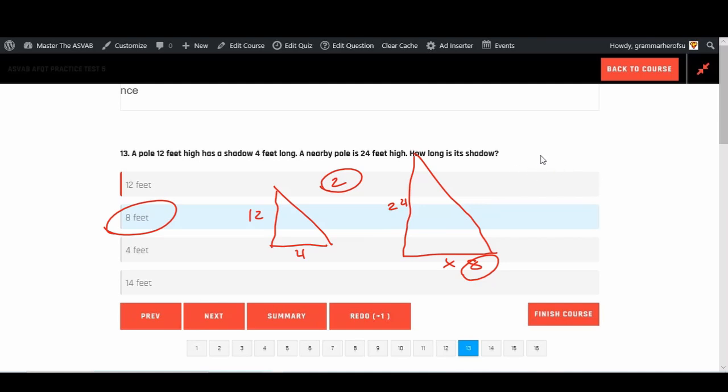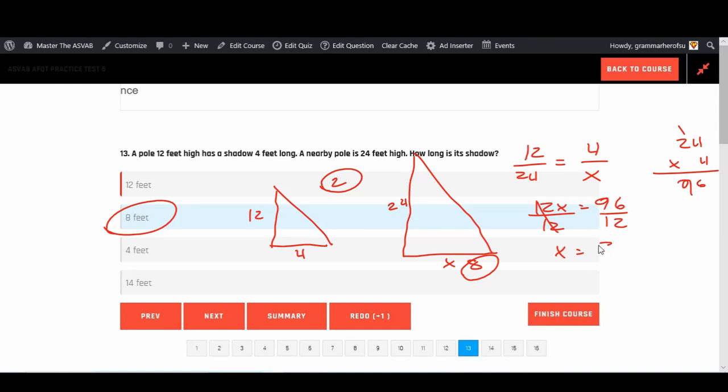If you want to set up a proportion, it would look like this. 12 over 24 equals 4 over x. 12x equals 24 times 4. 4 times 4 is 16. Carry the 1. 4 times 2 is 8 plus 1 is 9. 12x equals 96. Divide both sides by 12. Let's cross this out. X equals 96 over 12. If you know your times tables for 12, 96 divided by 12 is 8.